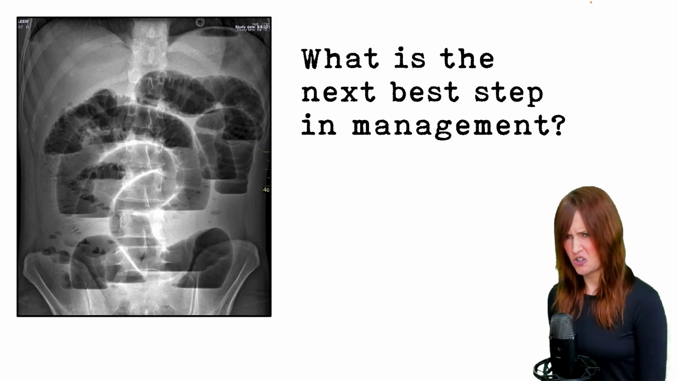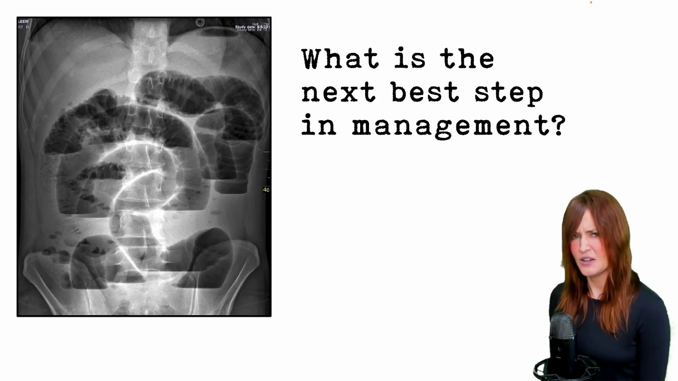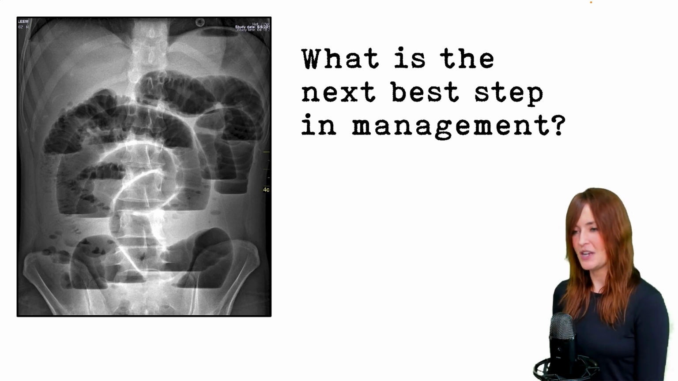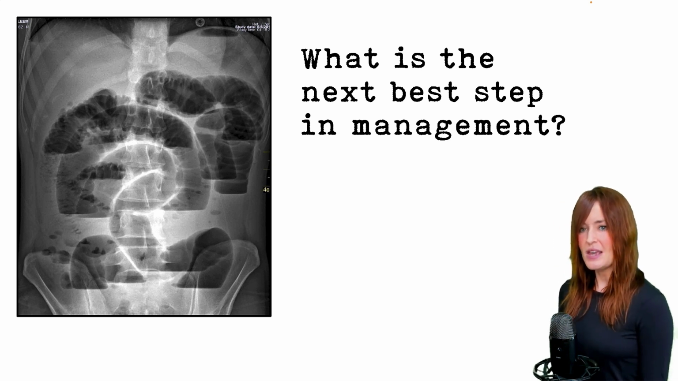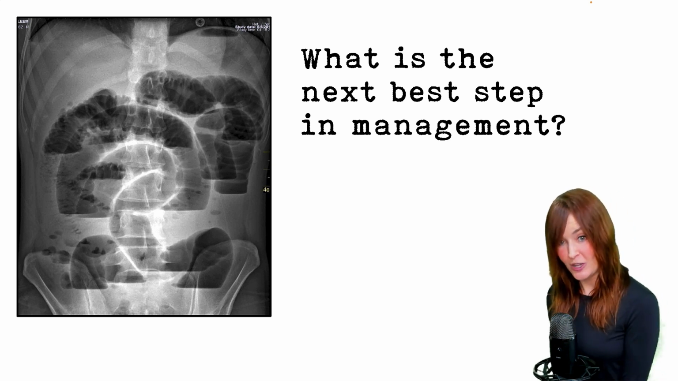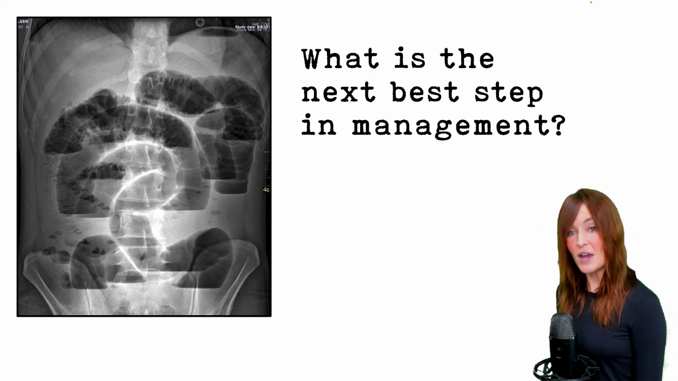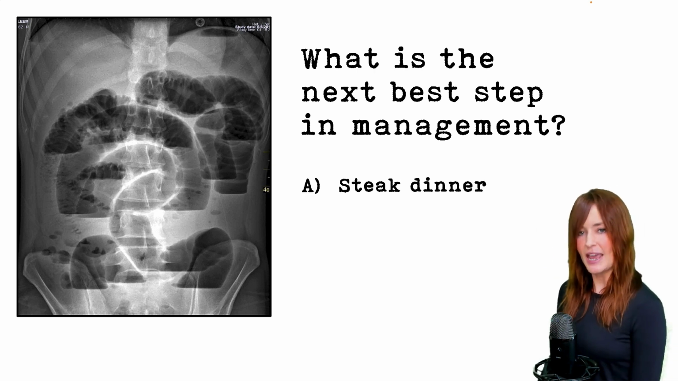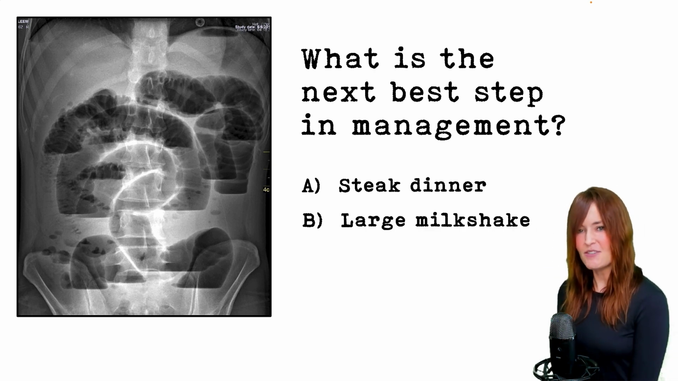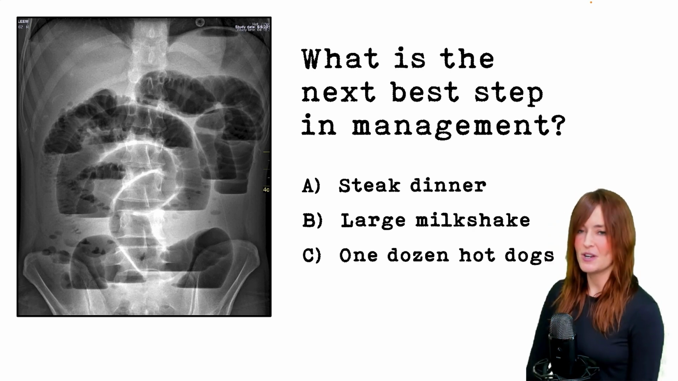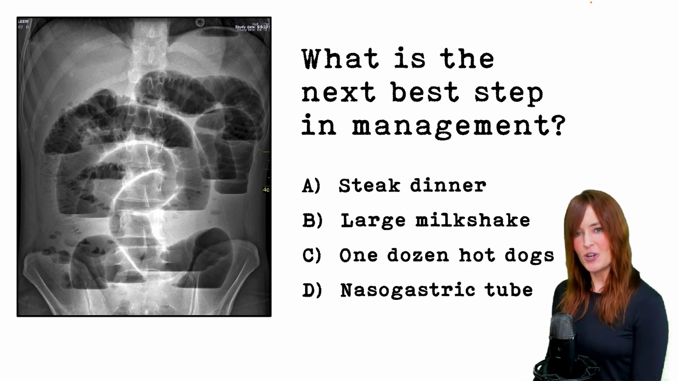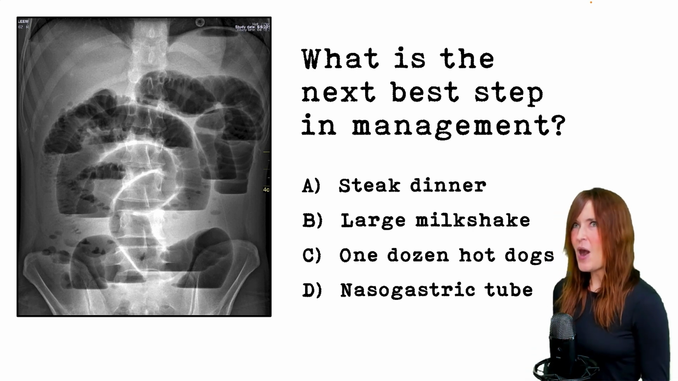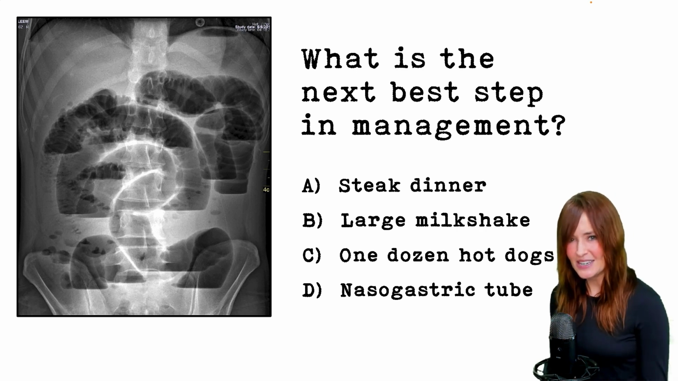Let's say we have this patient. We take a look at their x-ray and yeah, that kind of looks like a bowel obstruction. Again, not a mystery diagnosis. If you have this patient, let's all answer together a multiple choice question. You see this patient in the ED. What is the next best step in management? Is it A, a steak dinner, B, give them a large milkshake, C, feed them 1 dozen hot dogs, or D, put a nasogastric tube in? Obviously, we're all going to go with D, right?